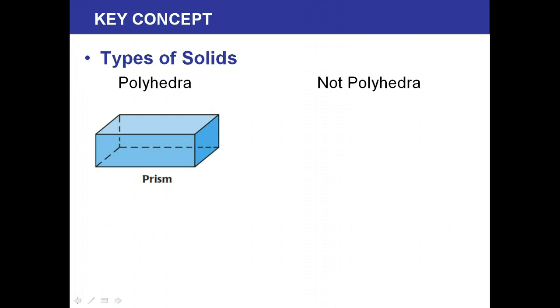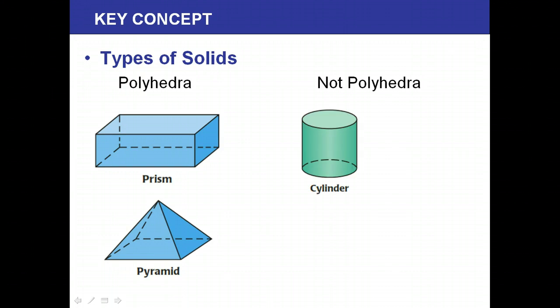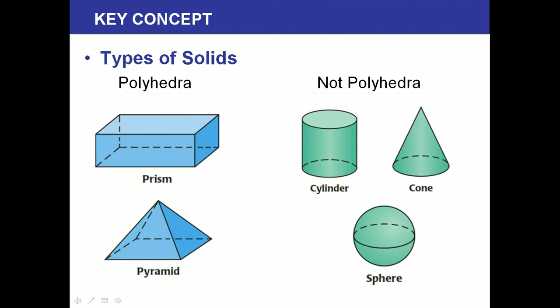There are different types of solids. You've got polyhedra and you've got non-polyhedra. Now the primary difference is that in a polyhedron, the faces are made up of polygons. So one type of polyhedron is a prism, and a prism has two parallel sides, and the pyramid, which has one side and comes to a point. Non-polyhedra are cylinders, because a circle is not a polygon, a cone, and a sphere. But we will study all of these types.